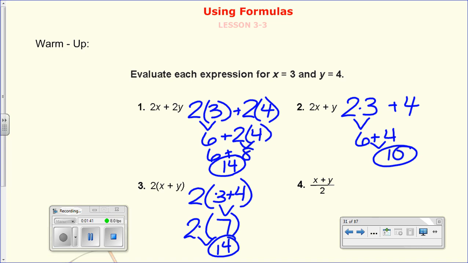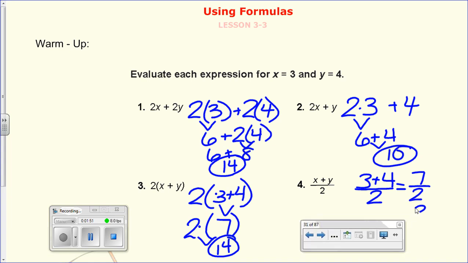And then number 4 here, we have 3 plus 4 divided by 2. Well, 3 plus 4 is 7, and you divide that by 2. 2 goes into 7 3 times, and then that leaves 1 out of 2 left. So 3½ or 3 5/10. Either one of those answers.